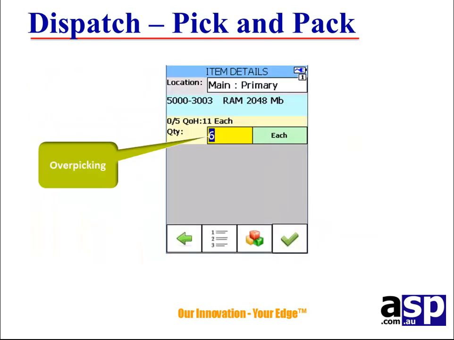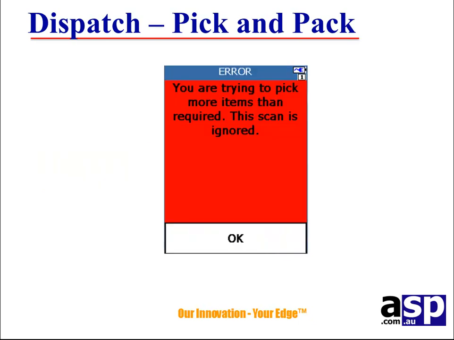Now, let's see what happens when the picker tries to pick more than ordered. ASPluris validates the product codes, locations and quantities to be picked. All discrepancies result in an error message and the transaction is ignored.